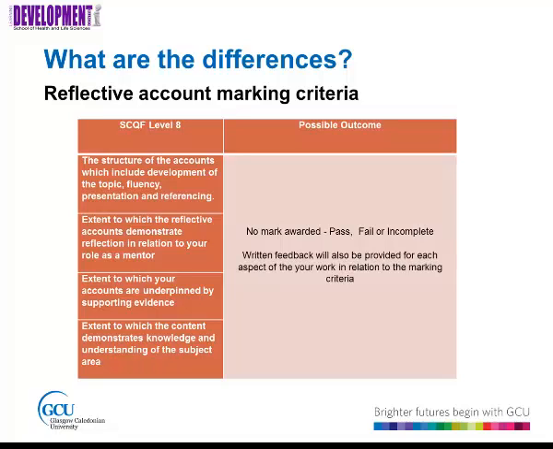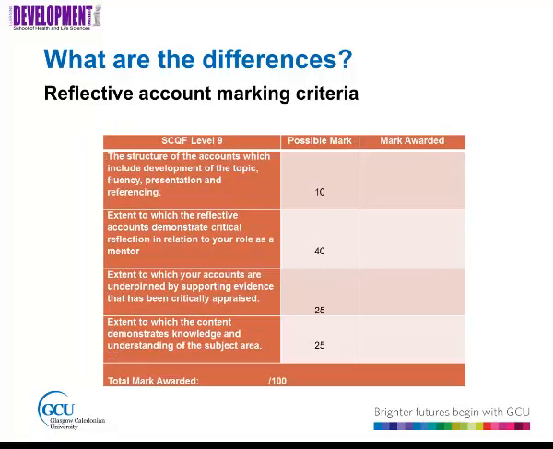So for Level 8, you can see that it's vital you demonstrate reflection and underpin your account with supporting evidence. Here's the marking criteria for Level 9. There are some similarities. Both require a logical structure and appropriate writing style, and they both need to demonstrate knowledge and understanding. But, again, it's in the level of analysis that the difference emerges. You're now marked for critical reflection rather than just reflection.